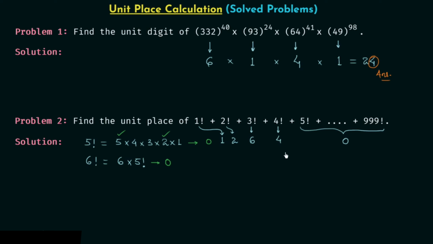And now we will add all these digits. 1 plus 2 plus 6 plus 4 plus 0. 1 plus 2 is equal to 3. 3 plus 6 is equal to 9. 9 plus 4 is equal to 13. 13 plus 0 is equal to 13 itself. So from here we will have 3 at the unit place, and this is our answer. So the sum of all these factorials will give us 3 at the unit place.